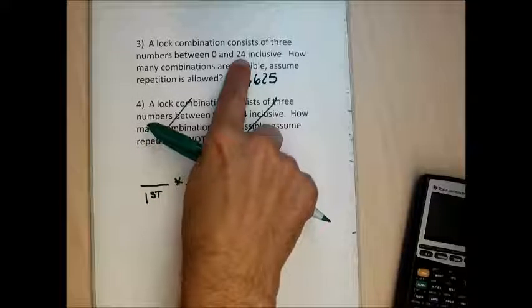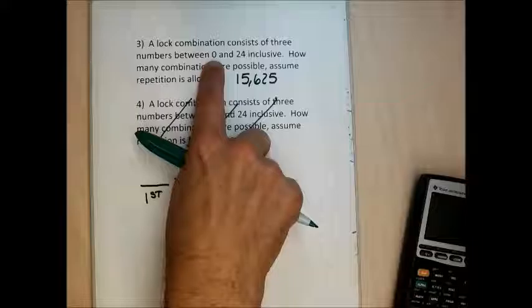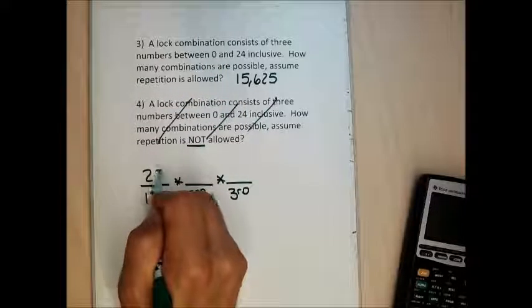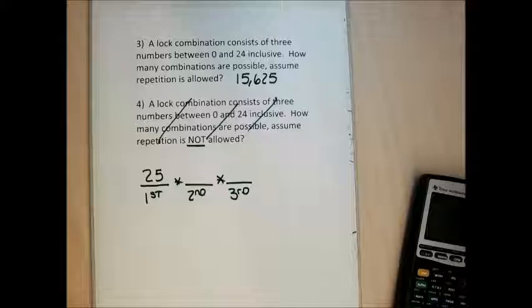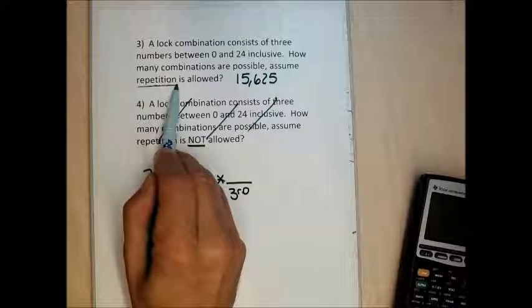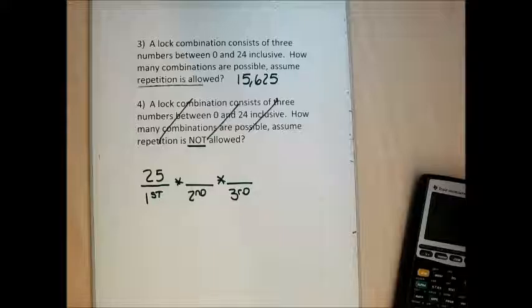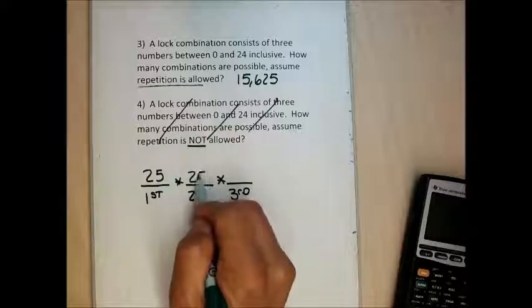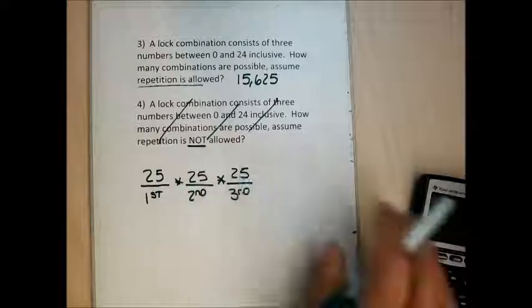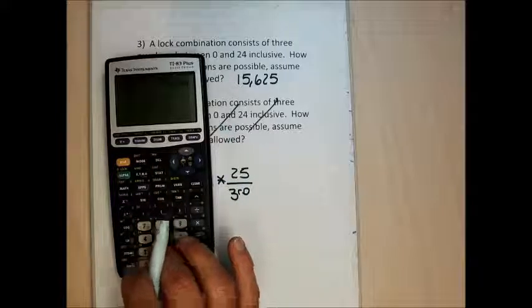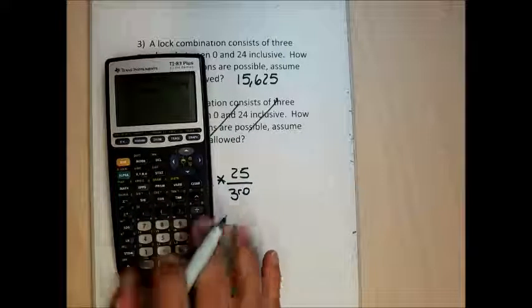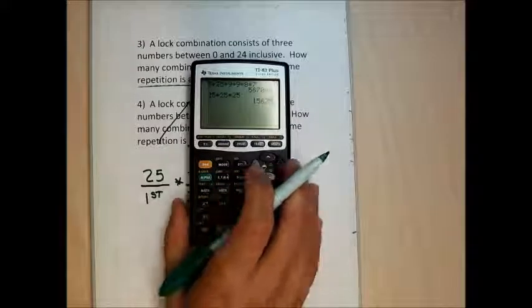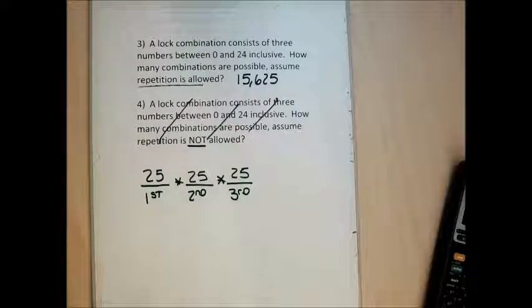For the first number, there's the numbers 1 through 24 plus 0, so there's 25 numbers that I could choose from for the first number in the combination. Because it says assume repetition is allowed, that means if my first number is 7, my combination could be 777. I'm allowed to use a number multiple times. So because repetition is allowed, I'm not going to increment down, and I'm going to keep my numbers at 25. There's going to be 25 choices for each of the first, second, and third numbers for my combination. And that's the 15,625 I wrote for an answer.